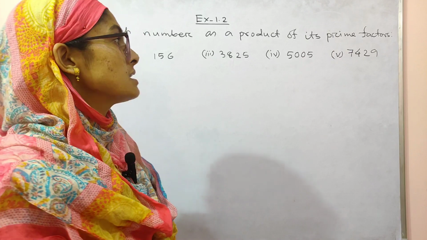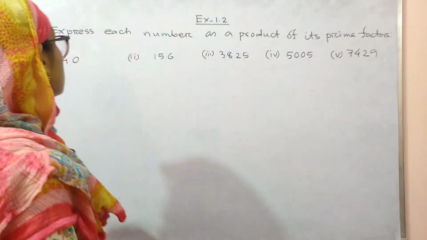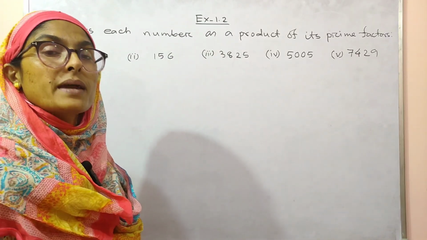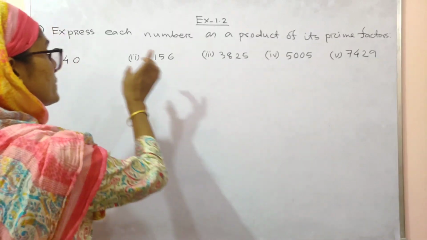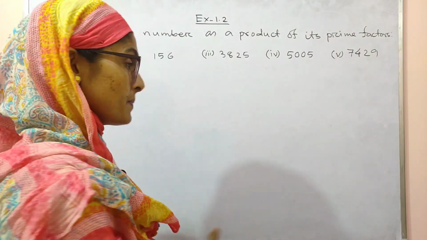Today I am going to discuss exercise 1.2 from real numbers. Here number 1, express each number as a product of its prime factors. That means you have to factorize each of the numbers as a product of prime numbers.